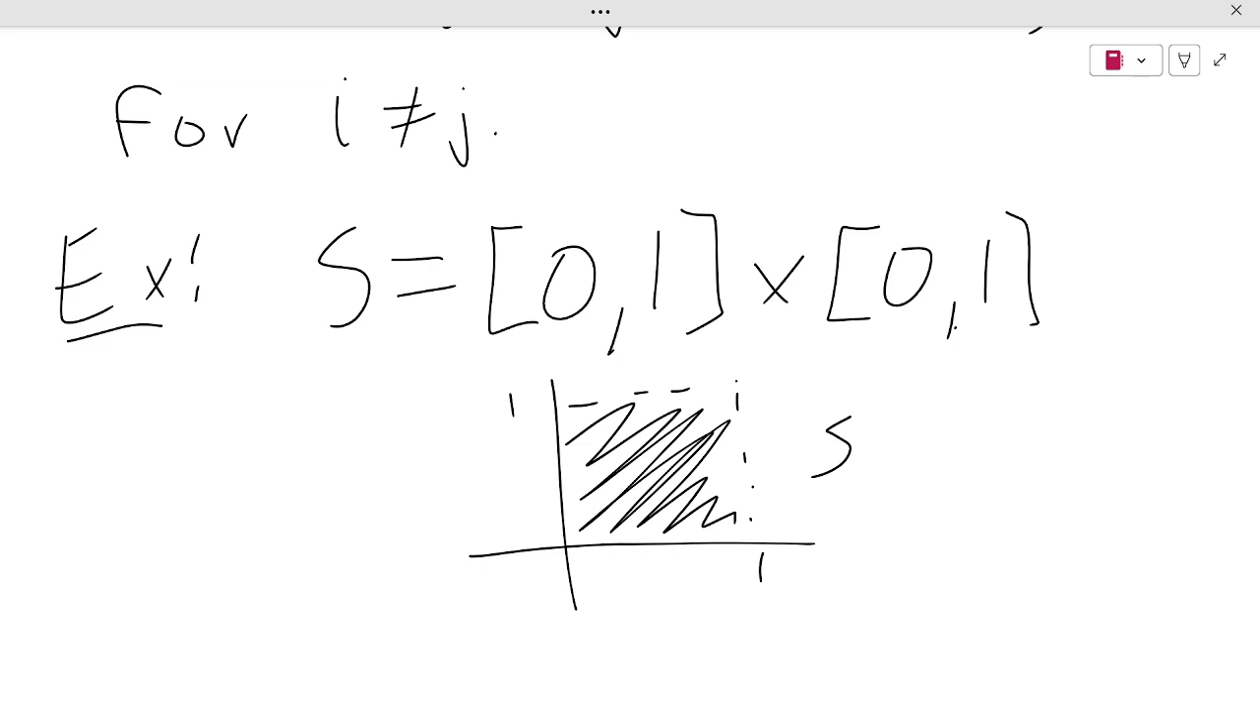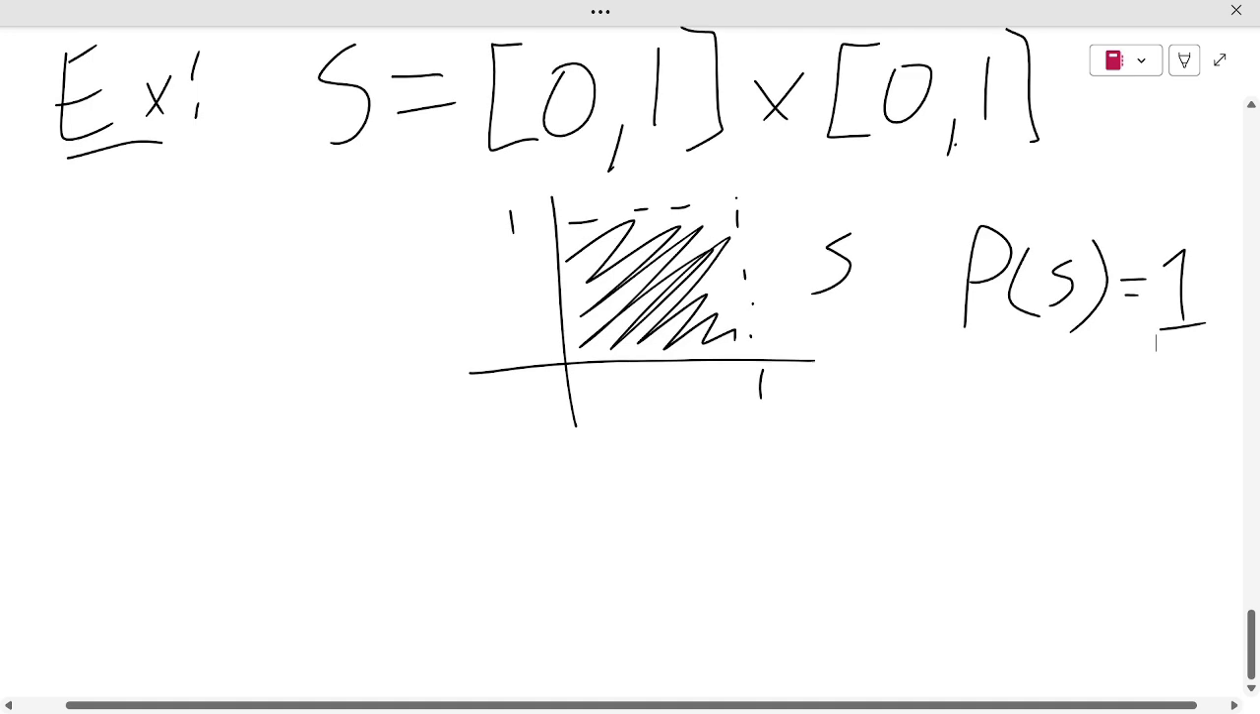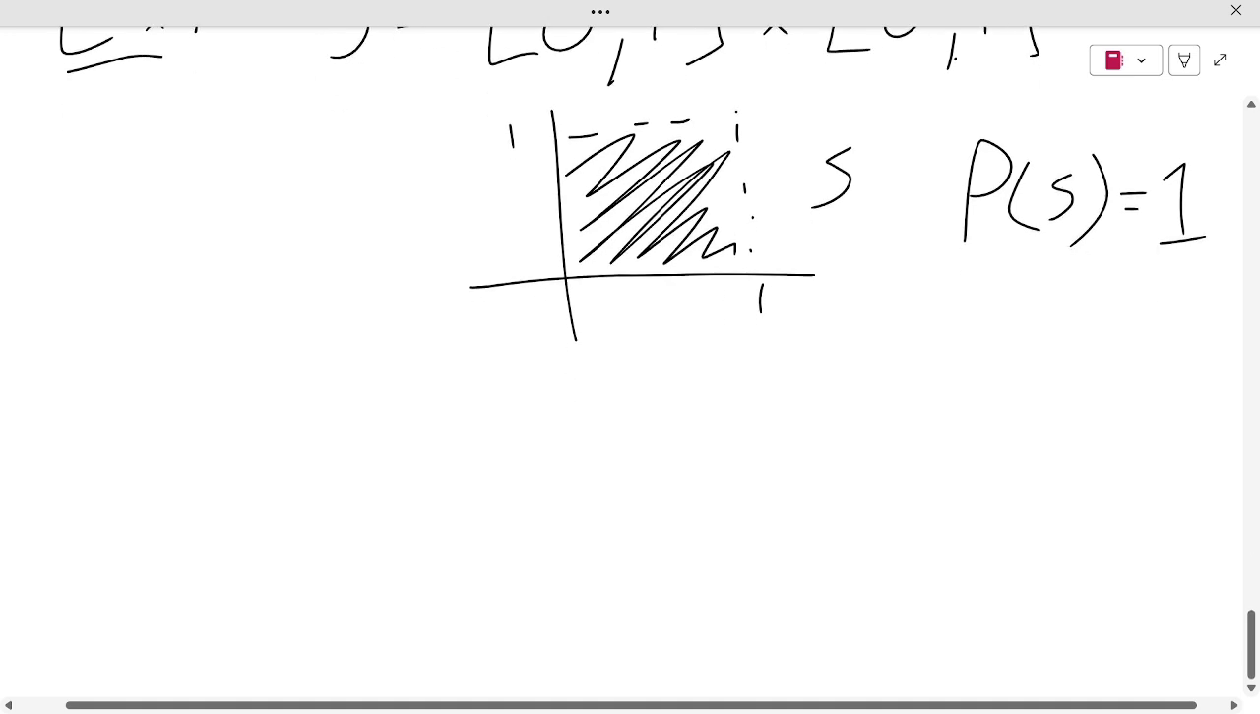We're going to describe the probabilities of each outcome or each event here as just the area within the Cartesian plane. So in this case, what is the area of the sample space? Well, it's just 1. It's a unit square. Okay. Now let's write out a couple events.